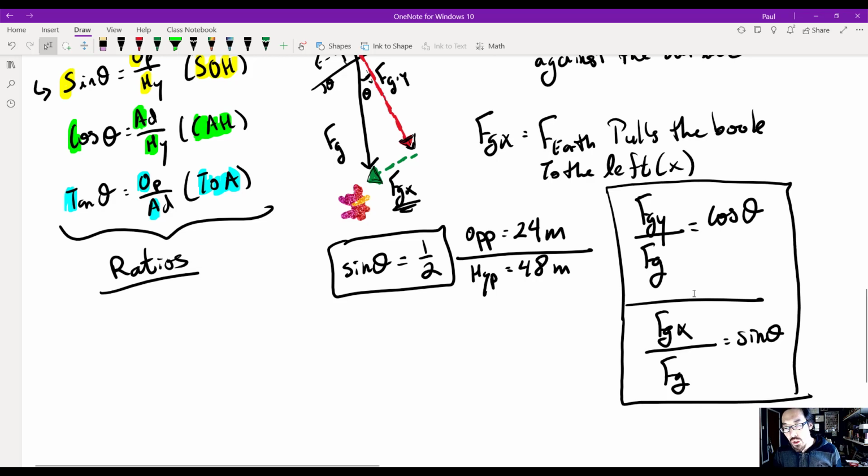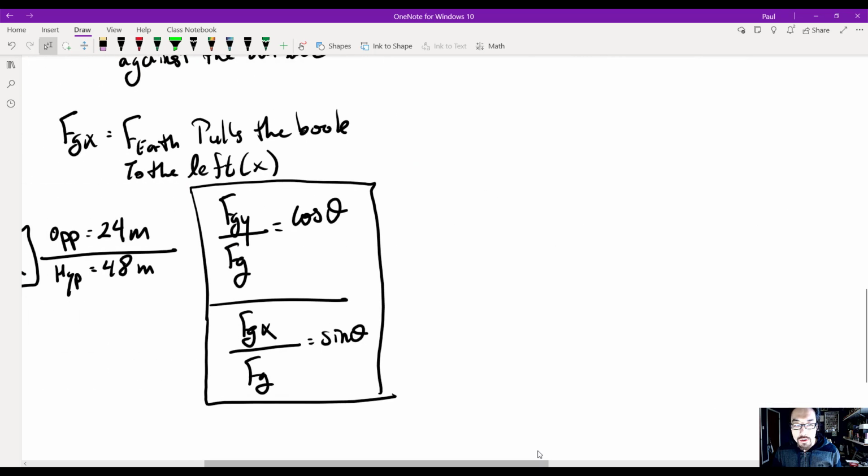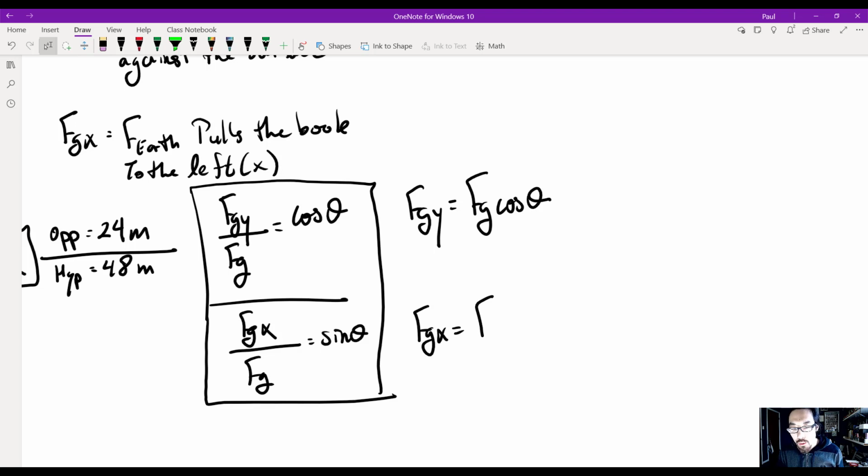So we have to set up our ratios like so, and we can simply use algebraic manipulation to come up with our missing side. We can also rewrite this, okay? If I remove F of g from the denominator, we get FGY is equal to F of g cosine of theta. And if we also get rid of the denominator for the sine of theta, we get FGX is equal to F of g sine of theta, right? So we can find the unknown side by algebraic manipulation there.